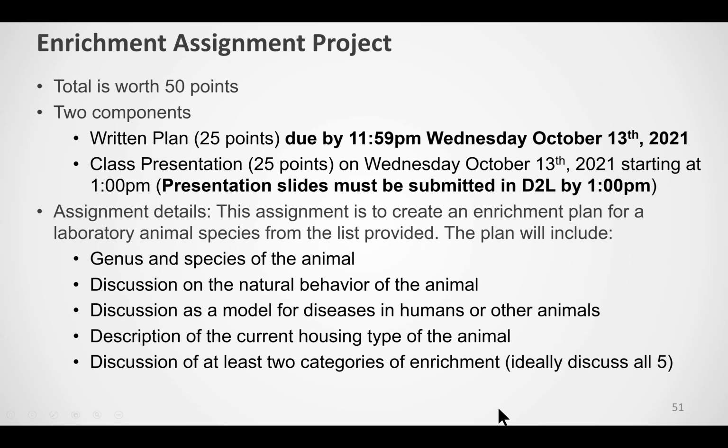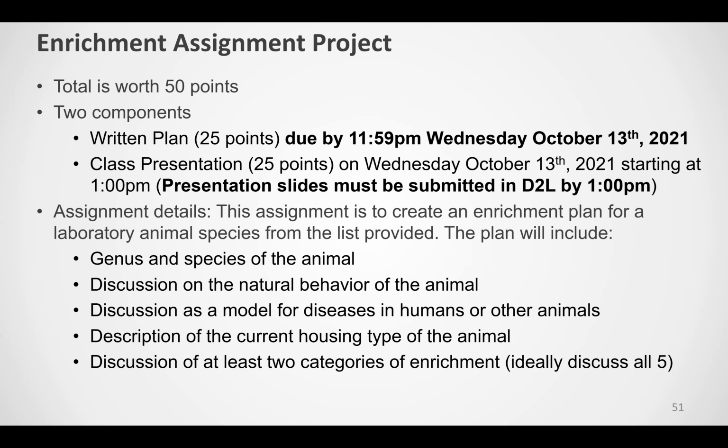Just as a reminder, you will have a written plan, and that's due on Wednesday, October the 13th. Your class presentation is going to be due by 1 p.m. that day, because that's when we're going to start with the presentations. The assignment details, those are all written out in D2L.